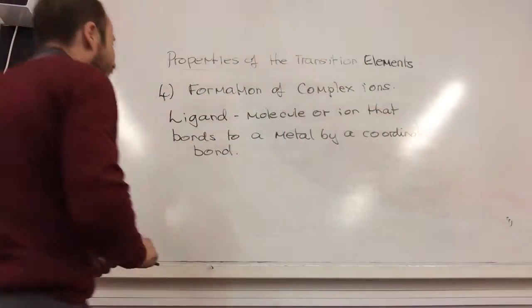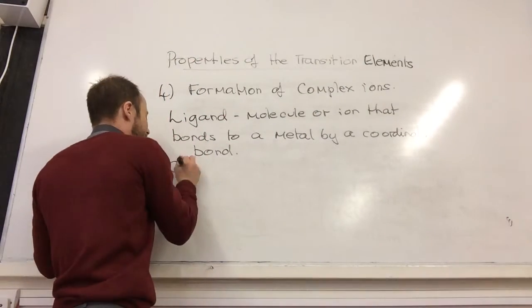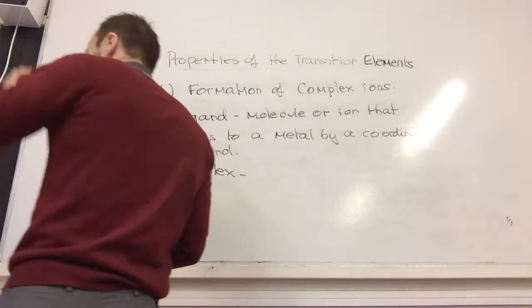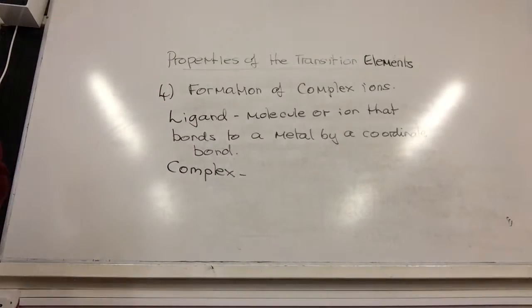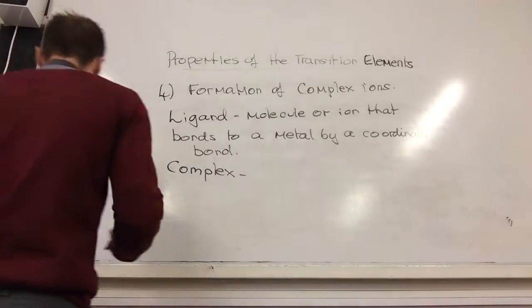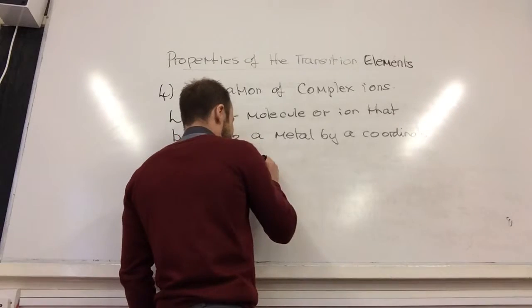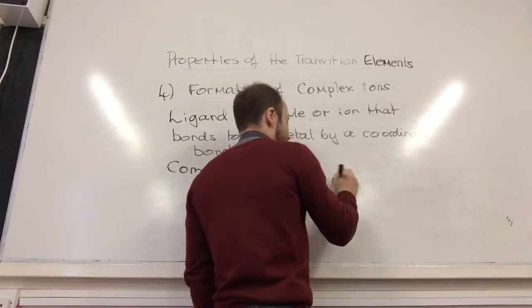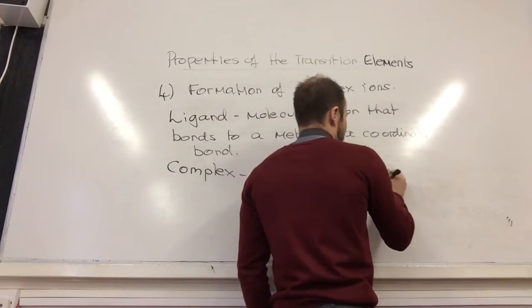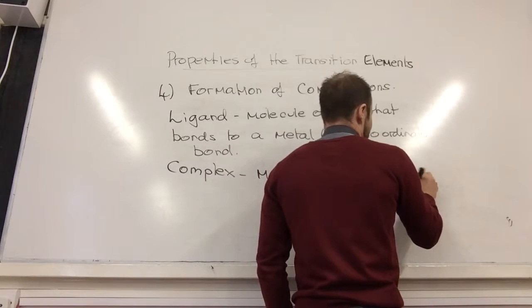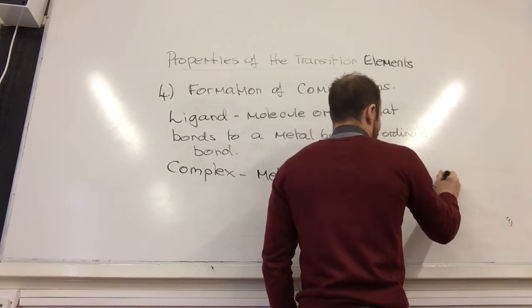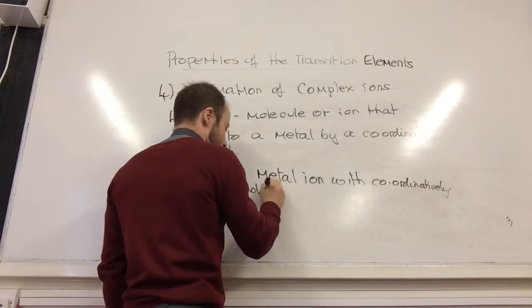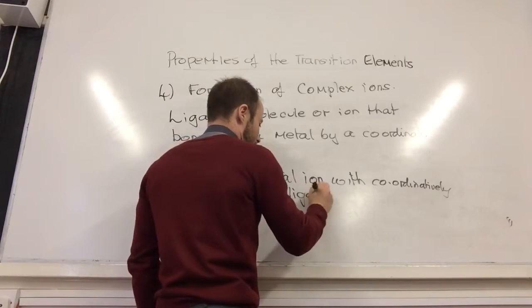When you talk about a complex, what is a complex? When we talk about a complex, it's a metal ion with coordinately bonded ligands.